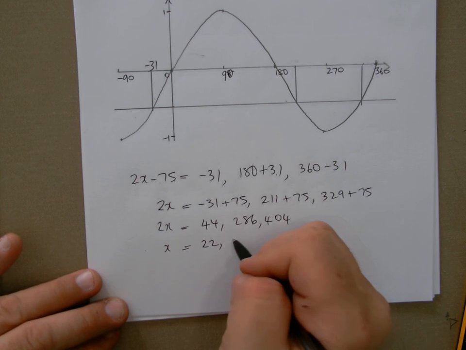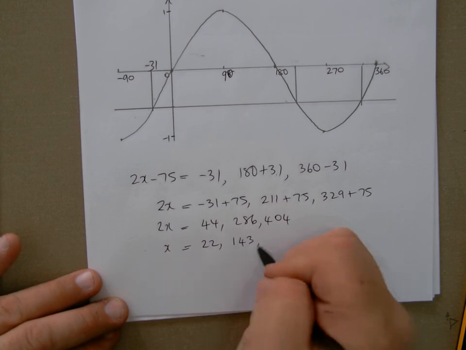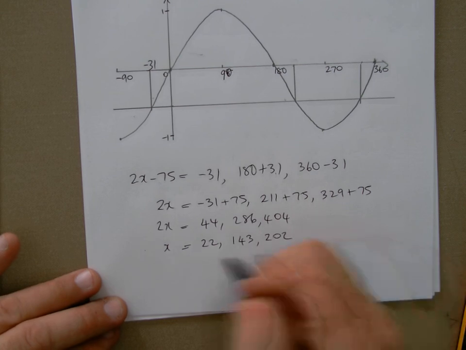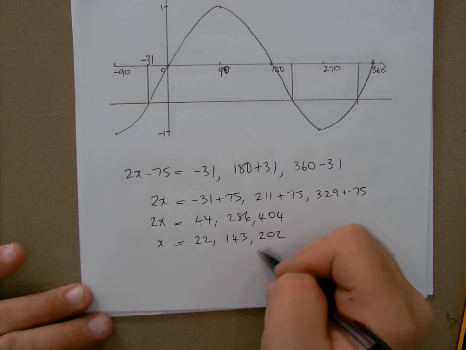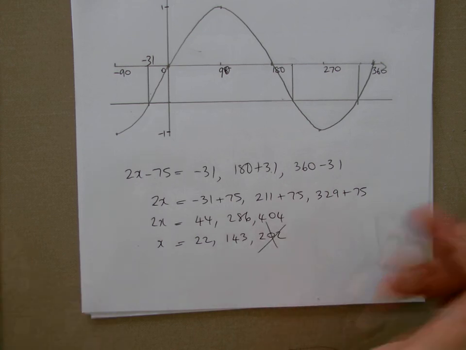that would be then 143, and that would be 202. So there's my solutions. And don't forget, of course, it's got to be between 0 and 180, so you can actually dismiss that last one because it's outside the range.